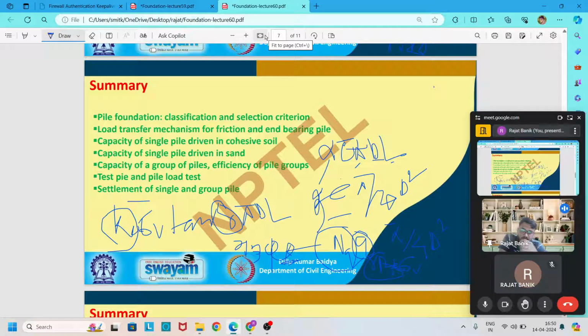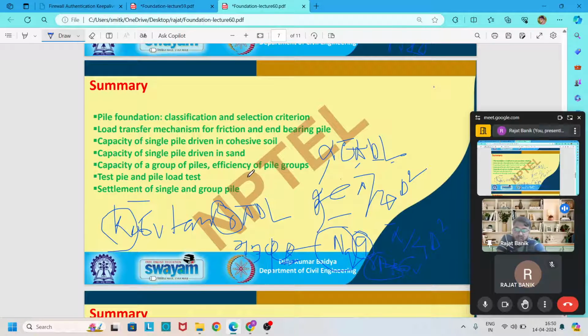Then we study the different pile load tests. These are field tests, which are helpful for directly finding out the pile capacity for the real field condition.